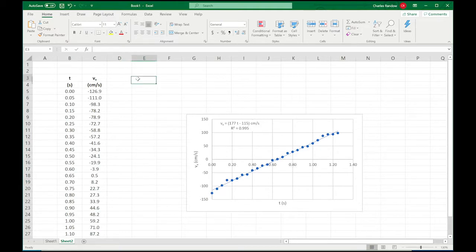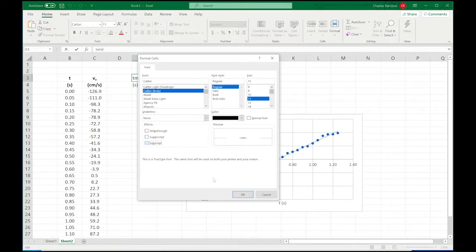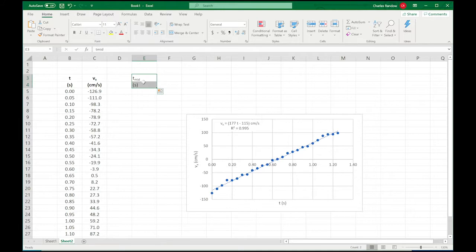So the first thing I need to do, I'm going to start a column over here, is I'm going to have a heading called t-mid for mid-interval, and I will put a subscript on the mid and bold it and center it. And so what I want to do is for every 2 times, I want to calculate the time in between. So let's say I start up here. So the first one is going to equal, I'll open parentheses, I want to add cell B5 to cell B6, and I'm going to divide by 2. So the mid-interval time between 0 and 0.05 is 0.025.